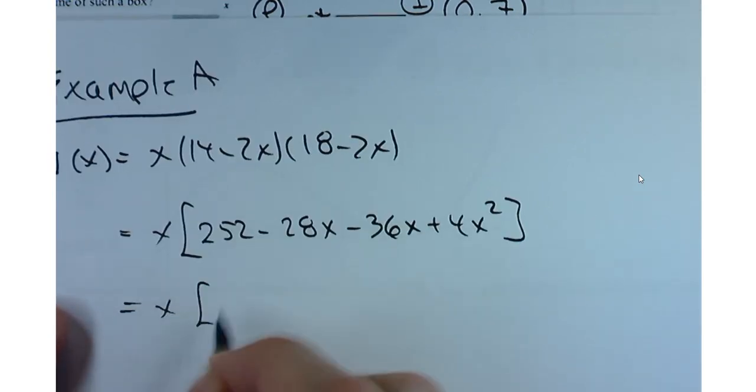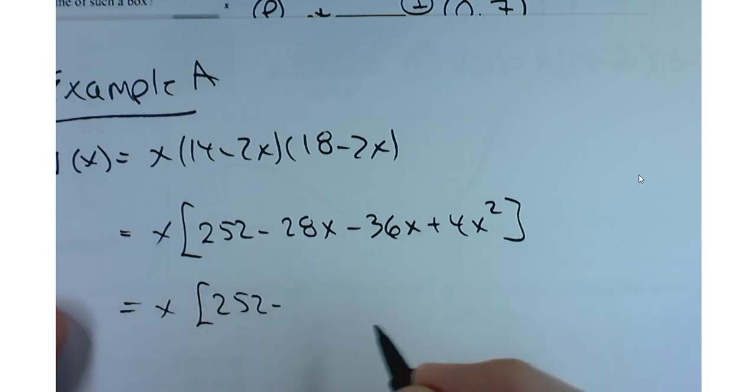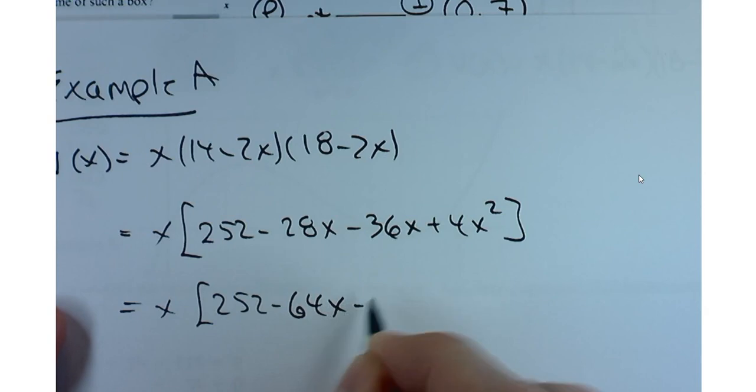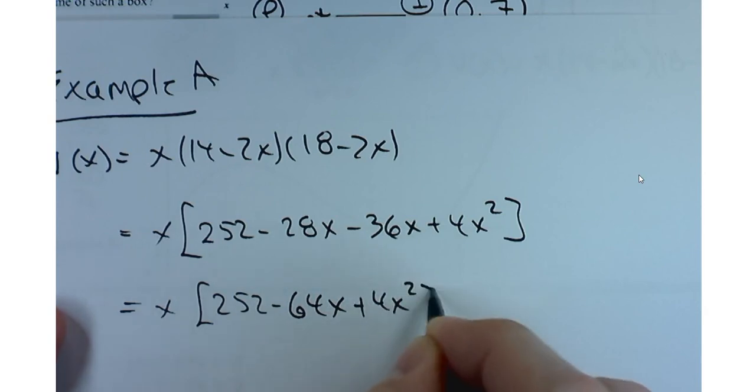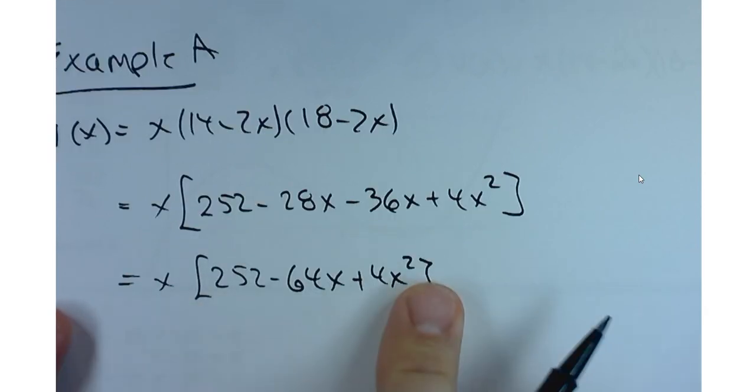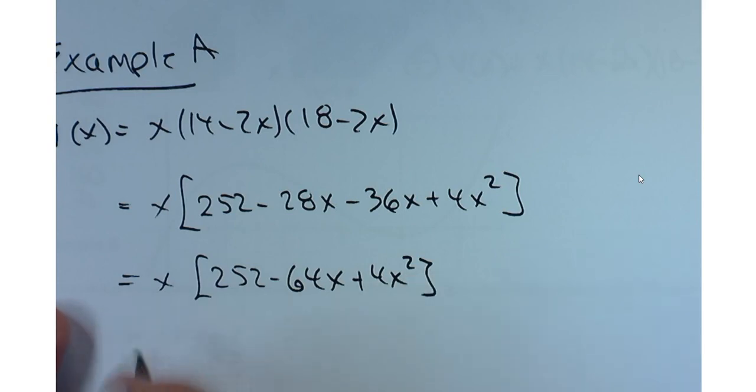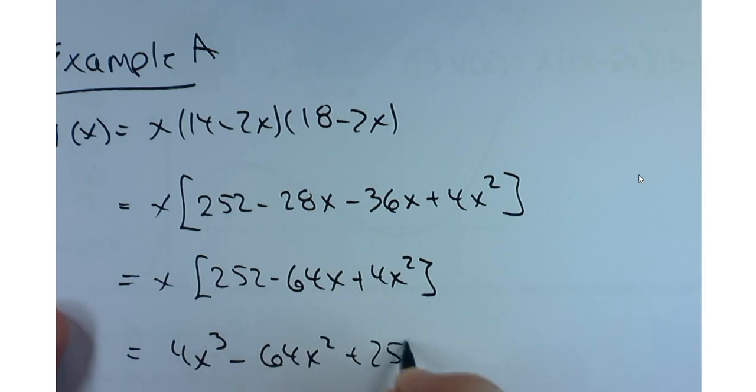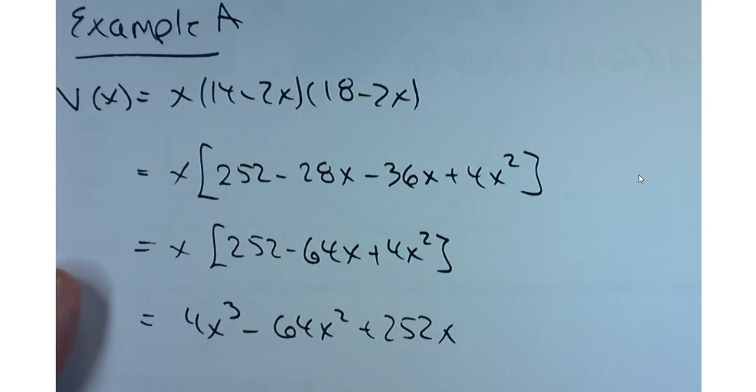Combine like terms: 252 minus 64x plus 4x squared. And finally, I'm going to distribute the x and reorder it at the same time. So it's going to be 4x cubed minus 64x squared plus 252x. So that's our function.